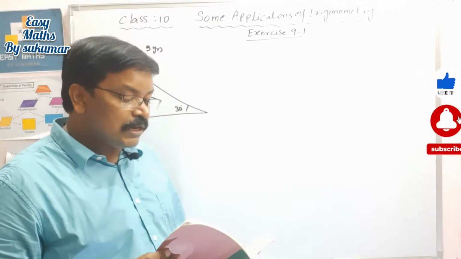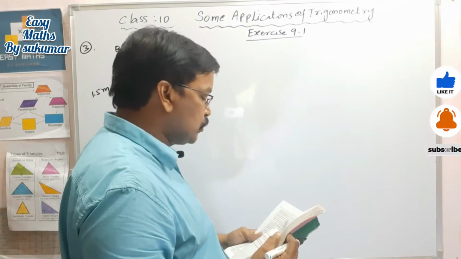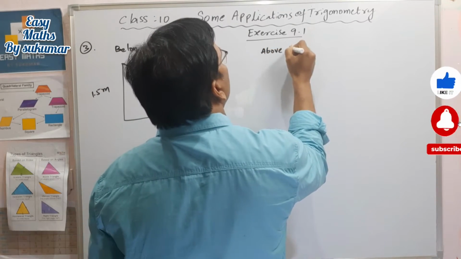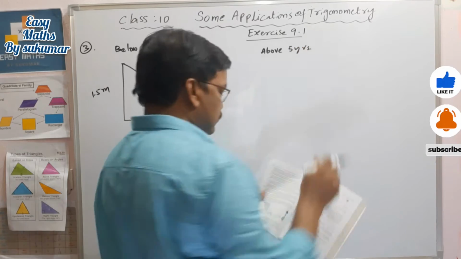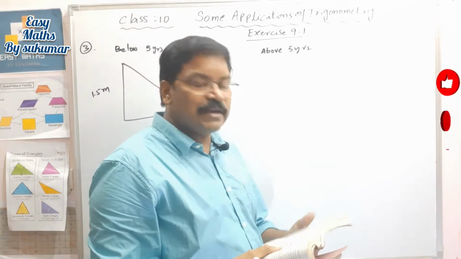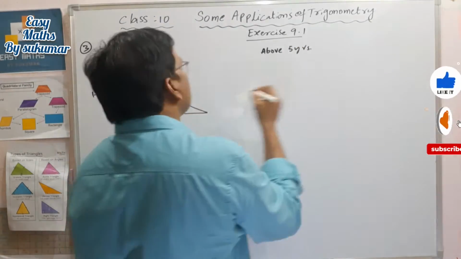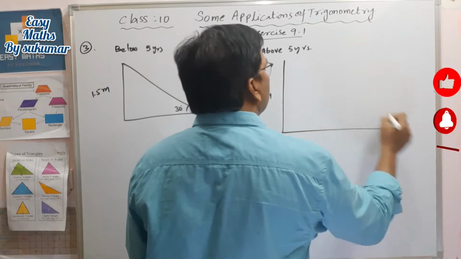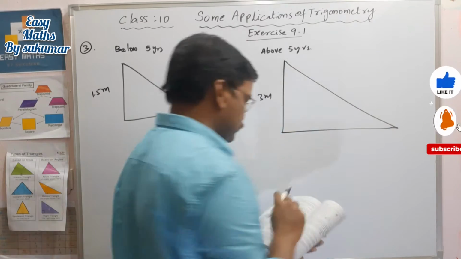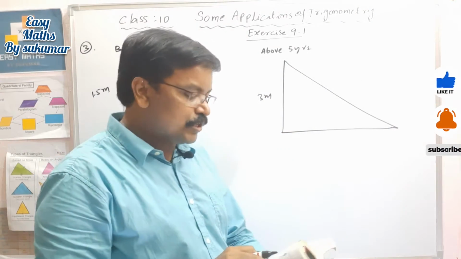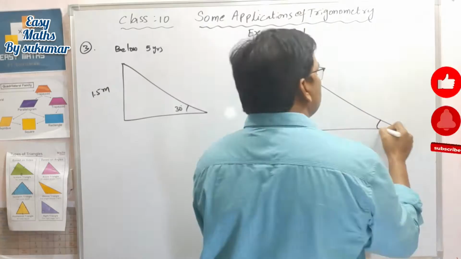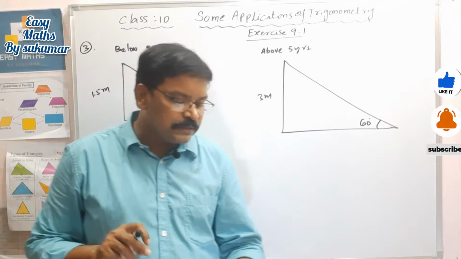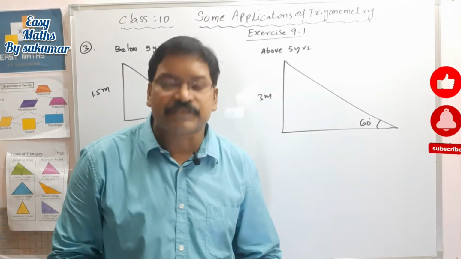Whereas for elder children, above 5 years, the slide should be at a height of 3 meters, not 1.5, and inclined at an angle of 60 degrees to the ground. What should be the length of the slide in each case?